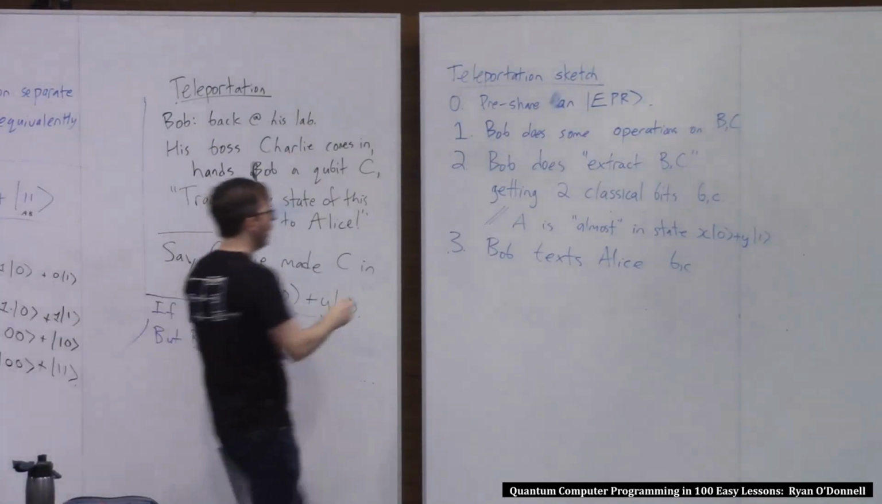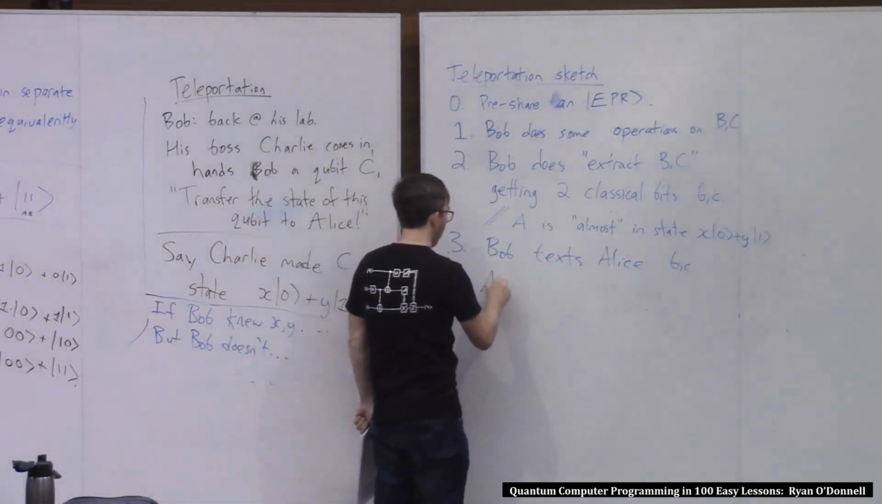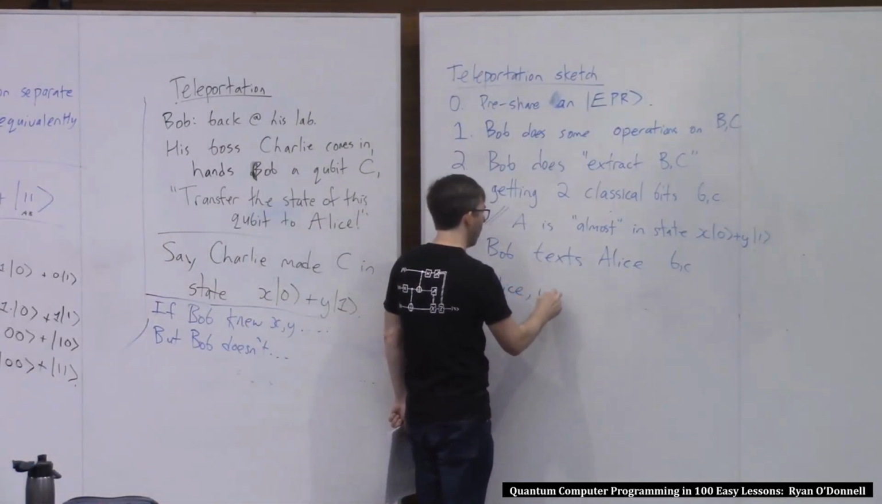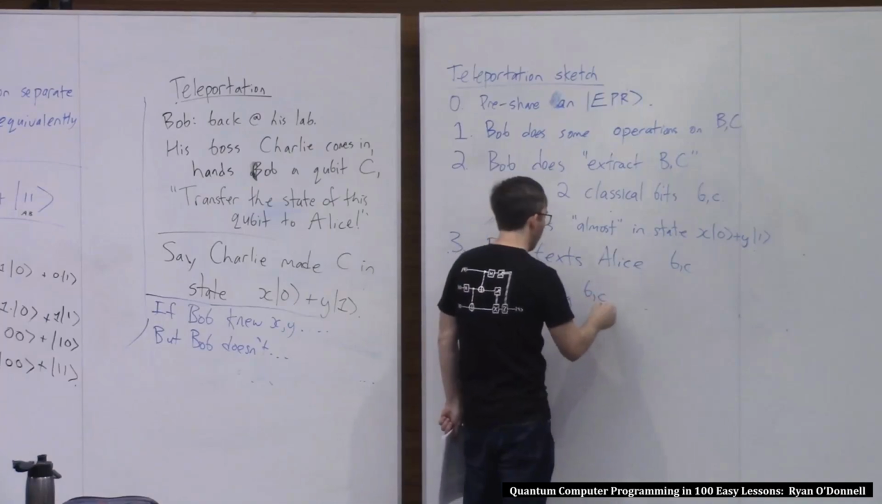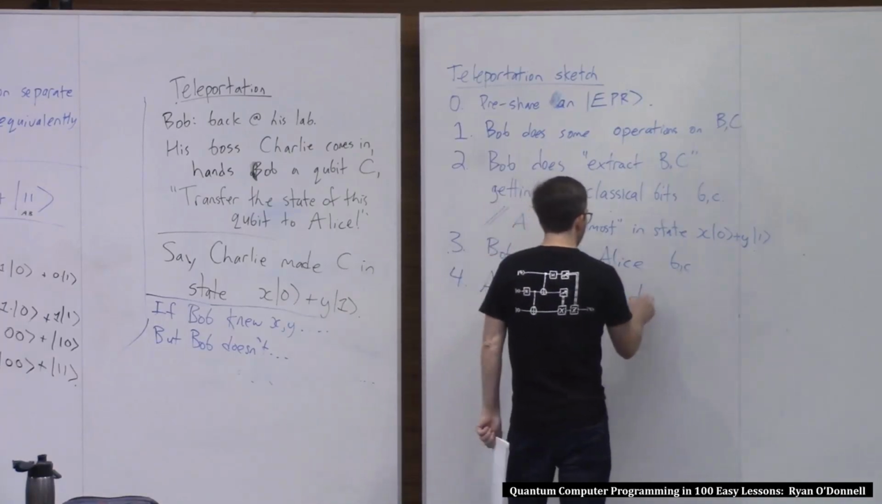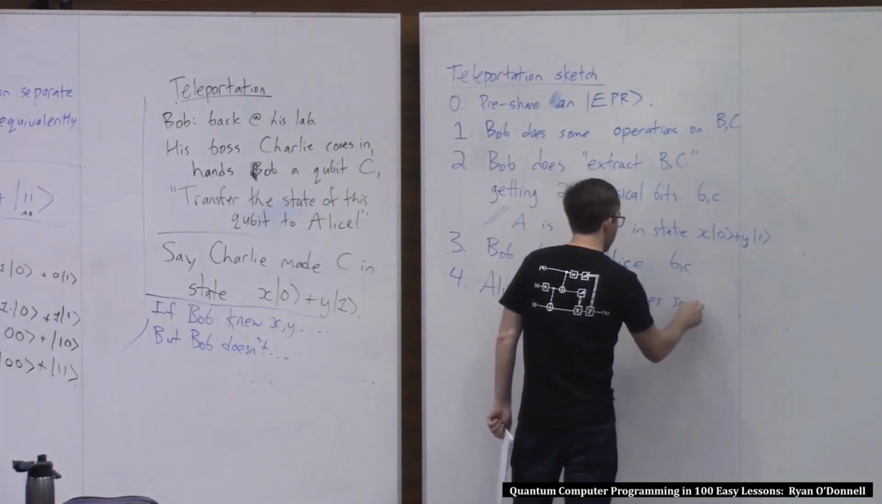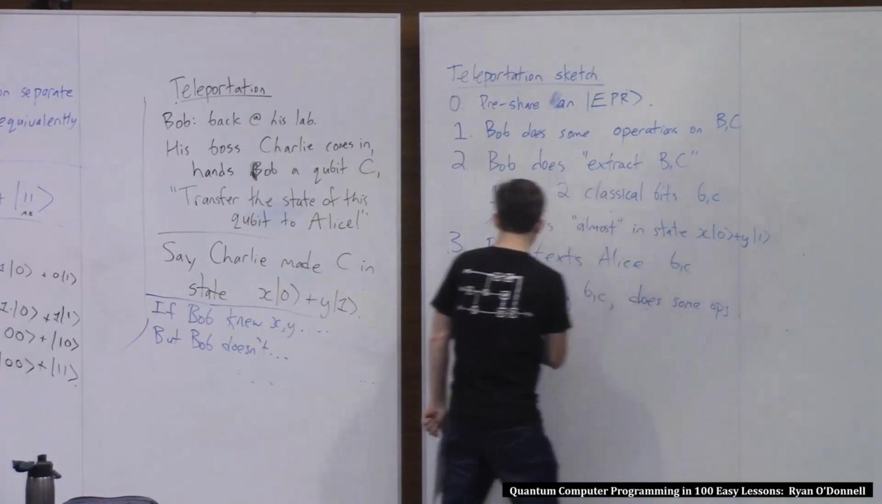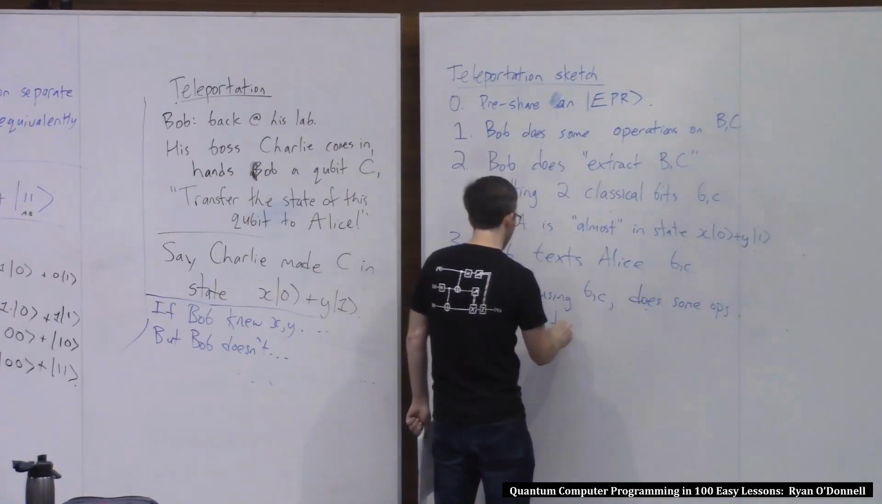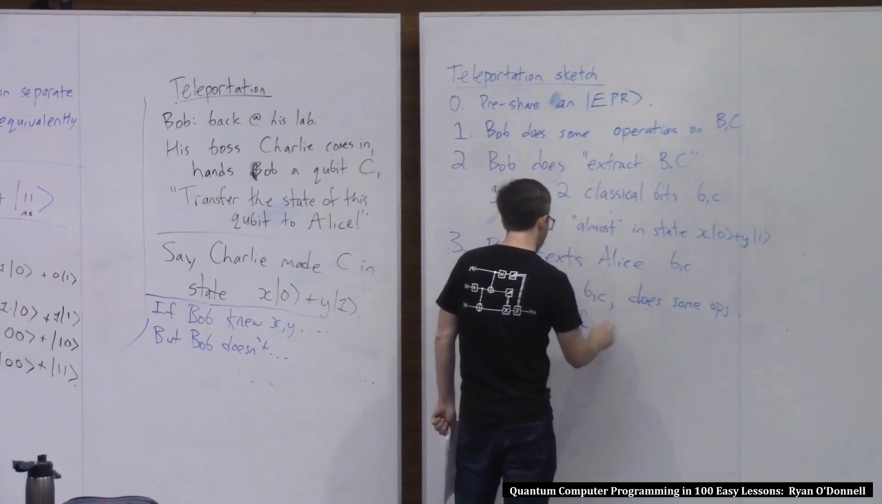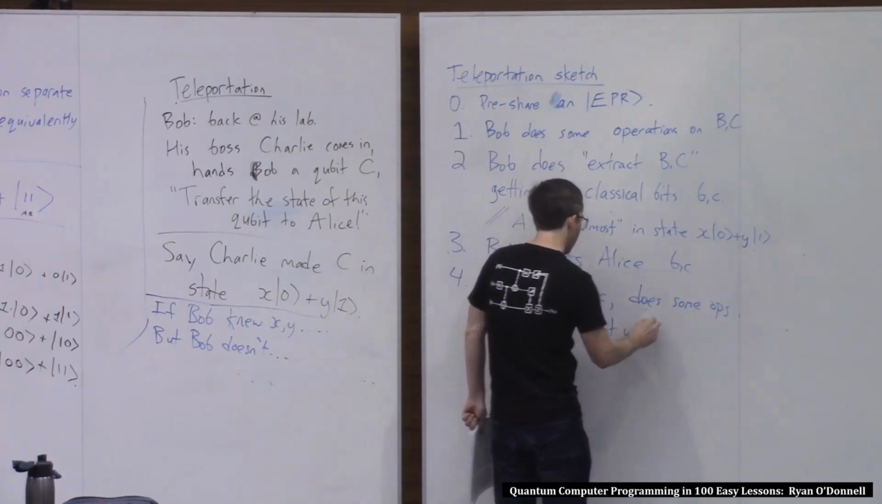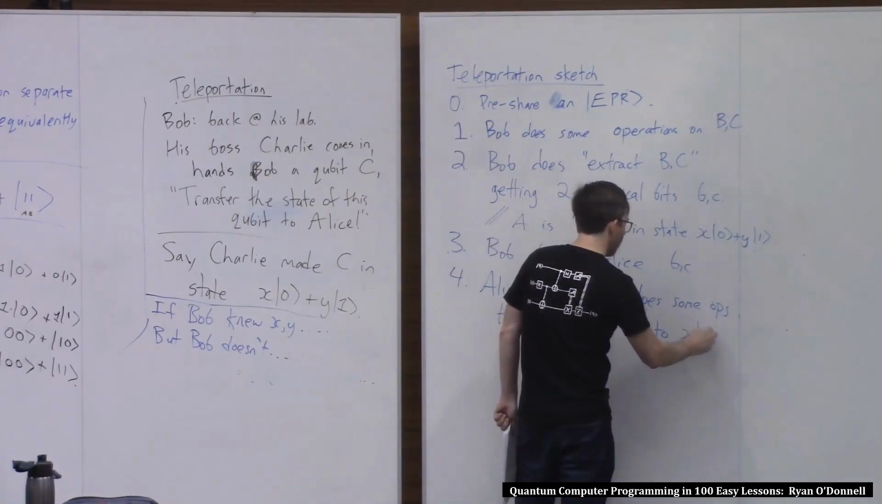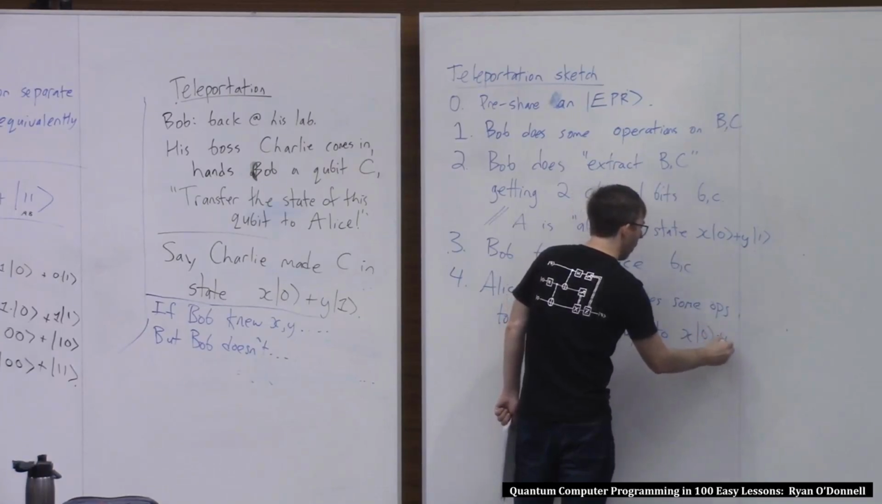And then finally, Alice, using this little bit of information that she got from Bob, does some operations to A to fix it up to the desired state, x amplitude on 0 and y amplitude on 1.